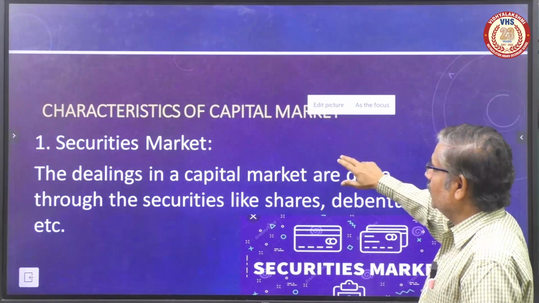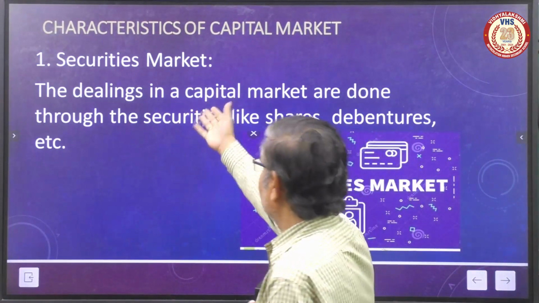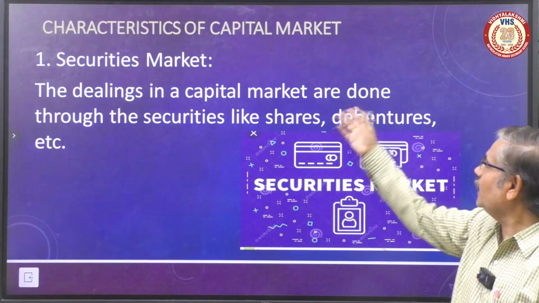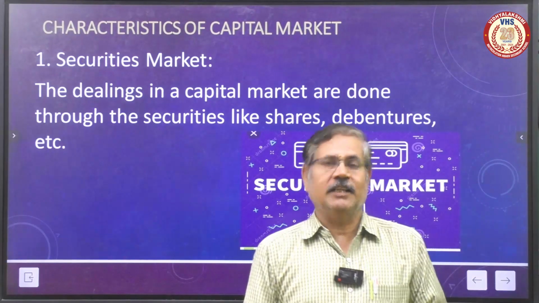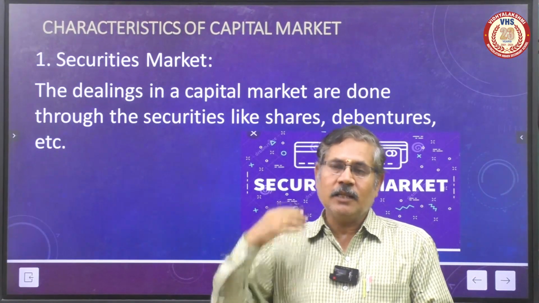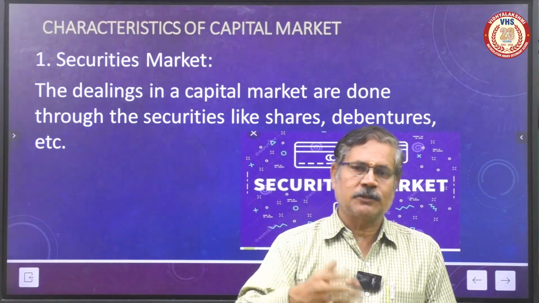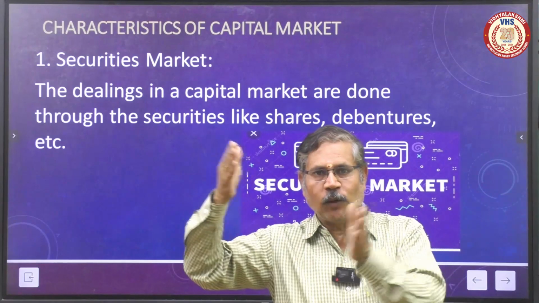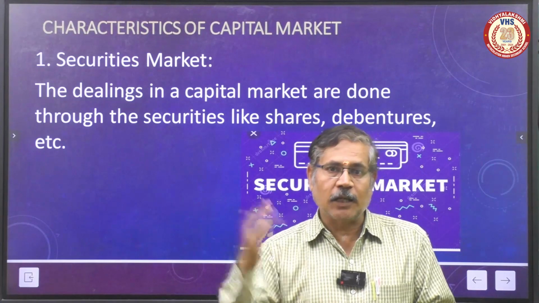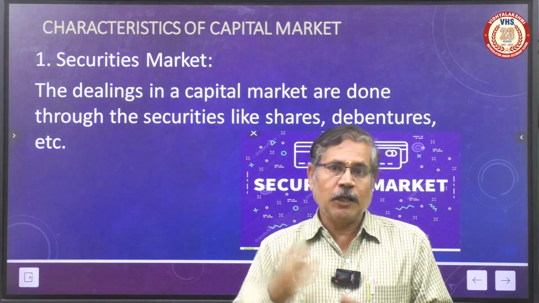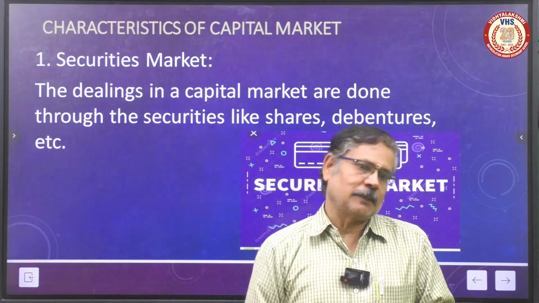Next, the characteristics of capital market. What are the characteristics? First one they have given: securities market. We deal with the capital market through securities, for example shares and debentures. Shares means we issue the prospectus to the public. We issue pamphlets and prospectuses to the public. We say our company's income is growing and we want to expand, so willing investors can invest in my company. For example, a nationalized bank like Indian Overseas Bank has given out its application prospectus.